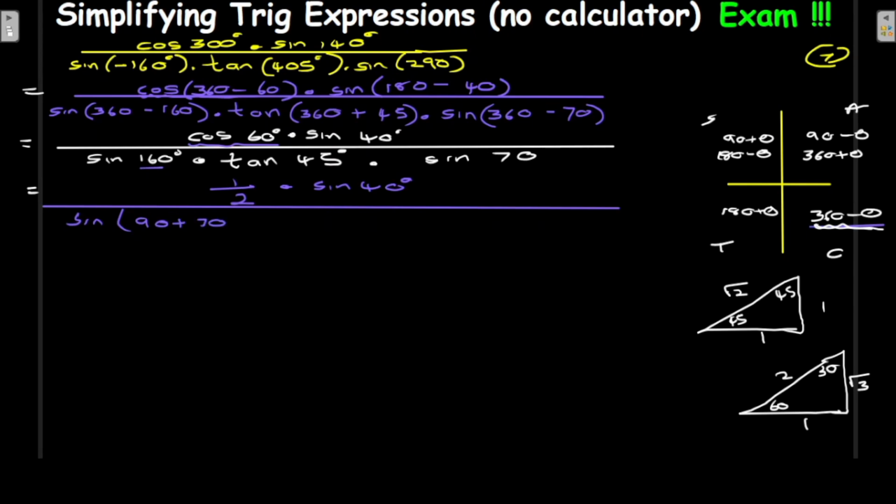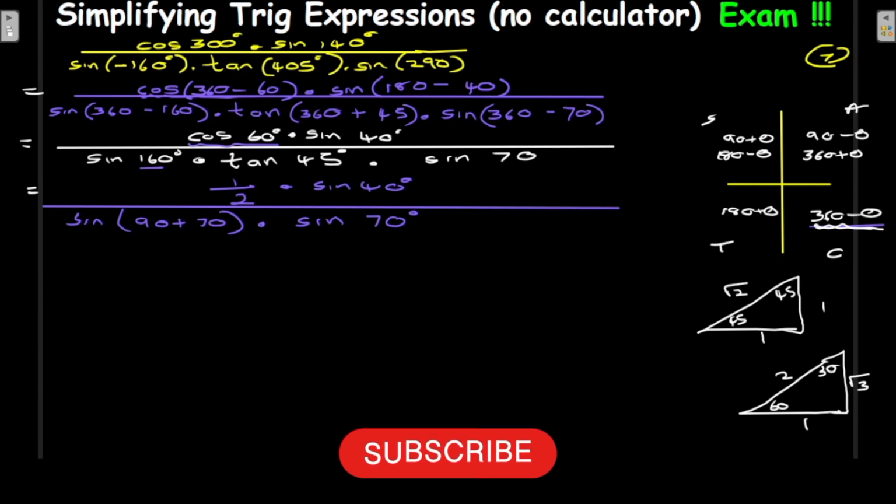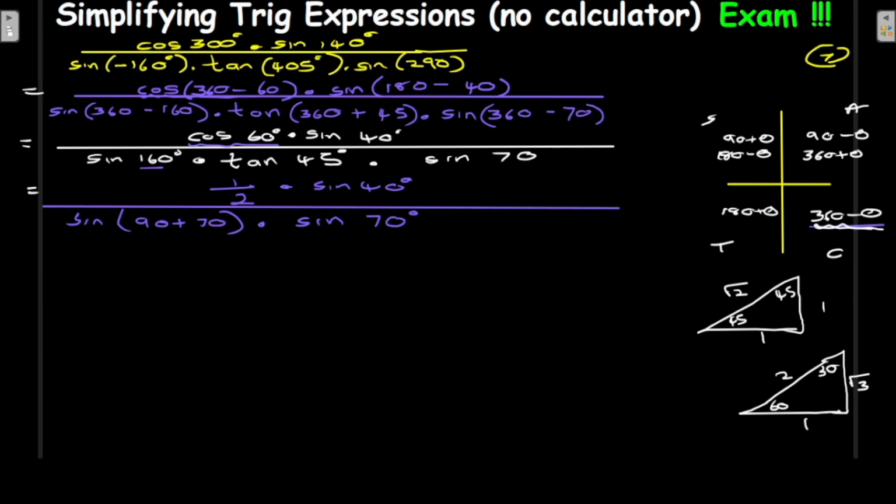Okay, so now you're working yourself upwards. It would make sense now why we're going for the 90, because we have sine 70 in the denominator. So we cannot go upwards with the 180. So it will be sine of 90 plus 70 times tan 45. But we know that tan 45 is 1. Why? Because opposite will be 1 and the adjacent will be 1. So we won't write it. Okay, cool. And then we have sine 70 over there. We're just going to rewrite that as sine 70.